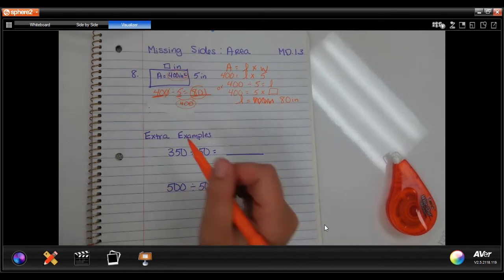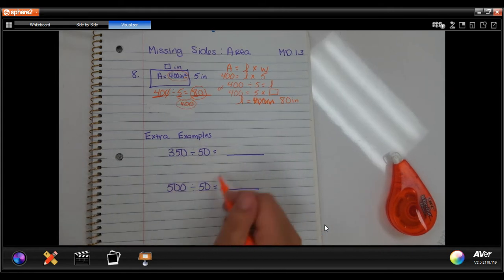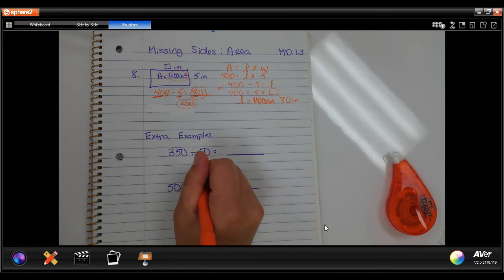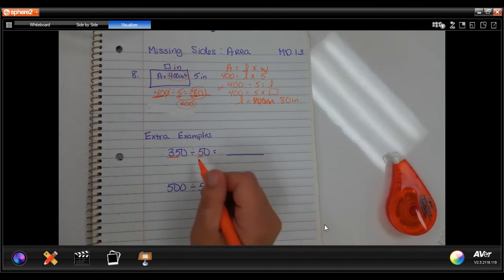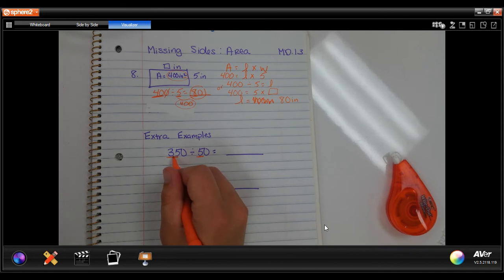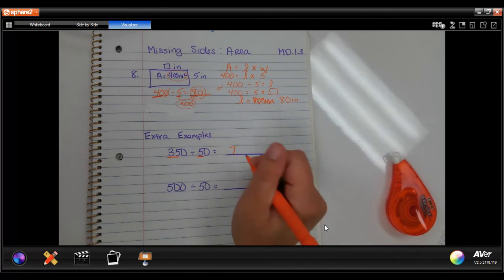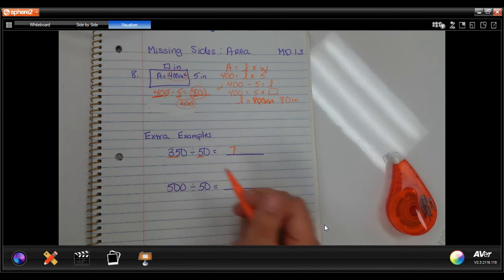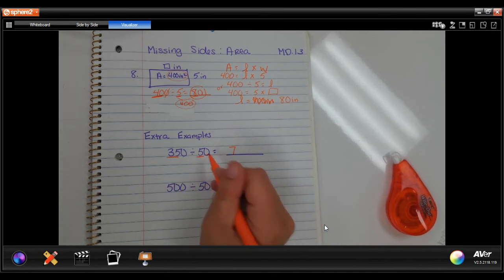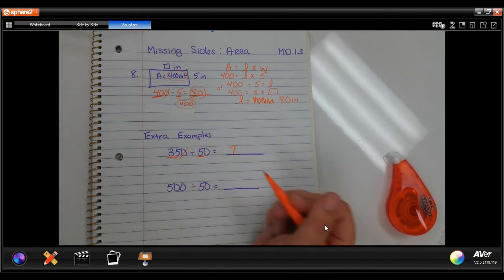Let's do a couple extra examples of dividing by larger numbers. So for this one, I'm going to underline the digits that are not 0, so 35 and 5. 5 goes into 35 7 times. And then I have to look at how many zeros are in this number and cross them out with how many zeros are in this number. So I see 1 zero in this number, so I'm going to cross out the 1 zero in that number. So my answer is 7.